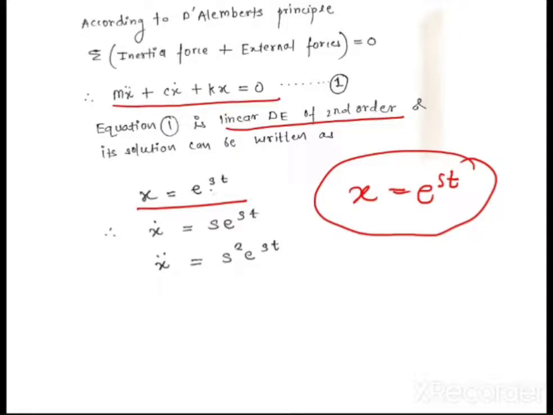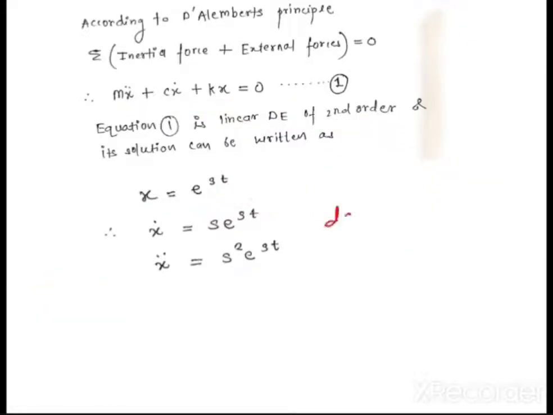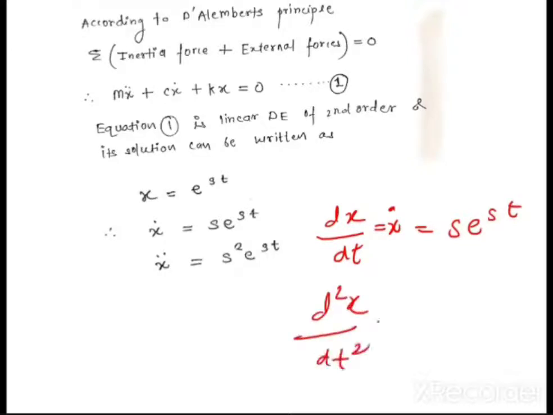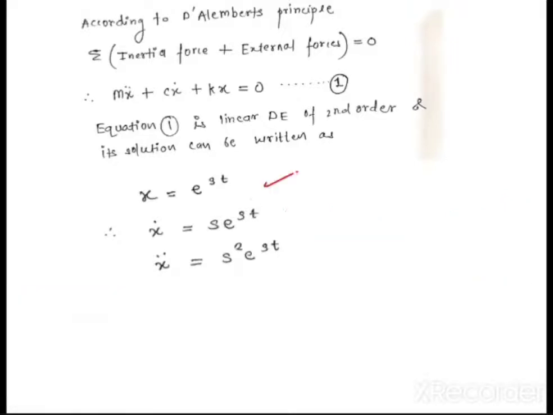Now if x is equal to e raised to st, and you differentiate this, taking dx by dt, which is x dot, what will happen? It will be s into e raised to st. If you take d square x by dt square, which is x double dot, it will become s square into e raised to st. Okay, so this is the differentiation. So I have got these three terms, 1, 2 and 3.